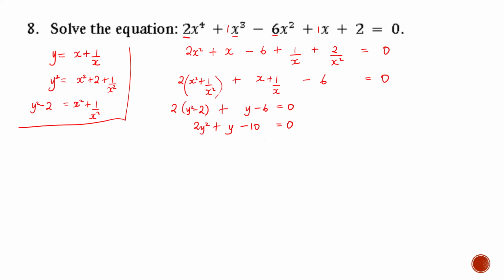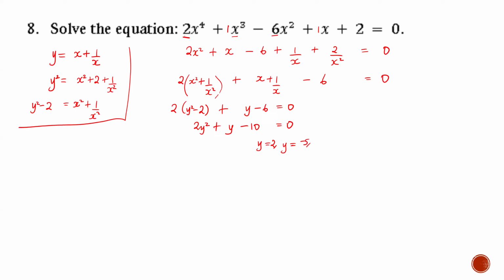We all know how to do this, so I'm just going to give us the roots to this quadratic equation straight away. You can decide to factorize, use the quadratic formula, whatever method you want, but we all know how to do this. And the roots are y is equal to 2 and y is equal to negative 5 over 2.